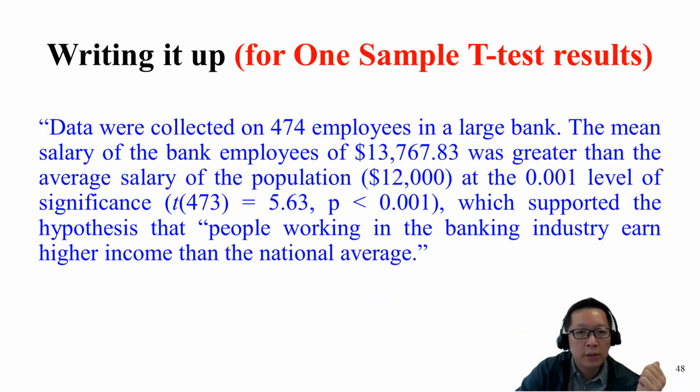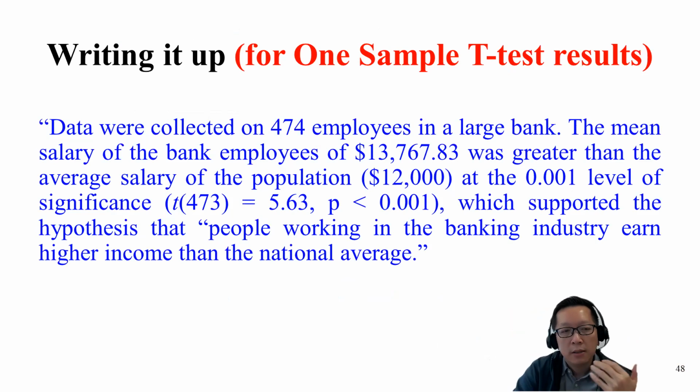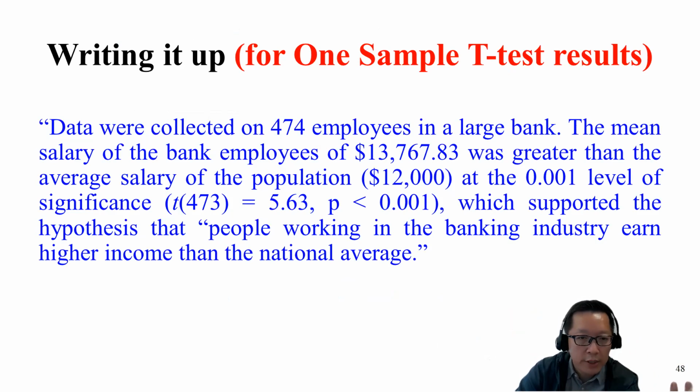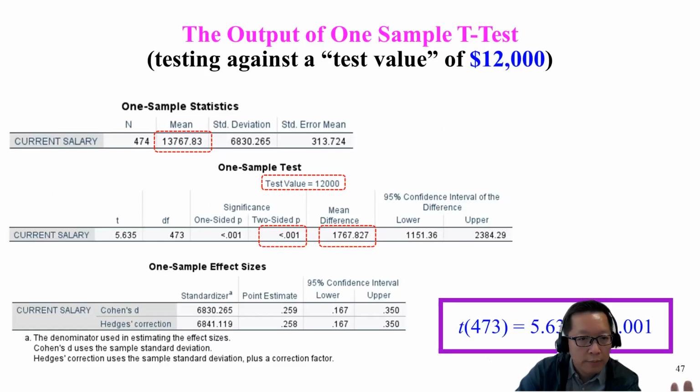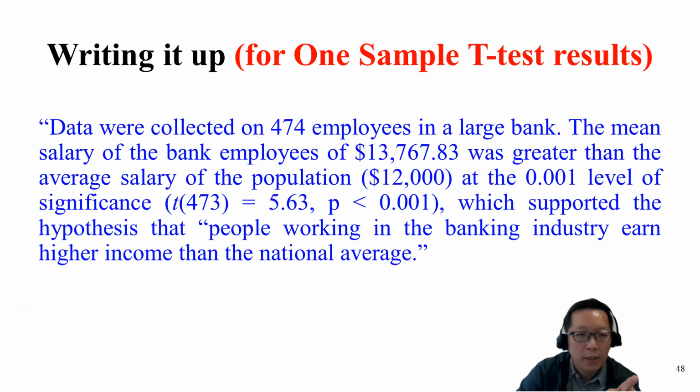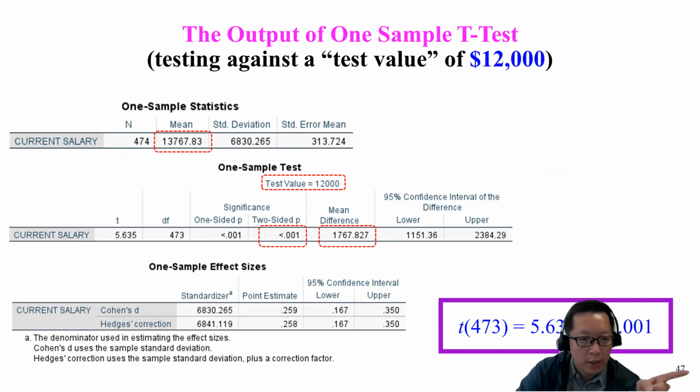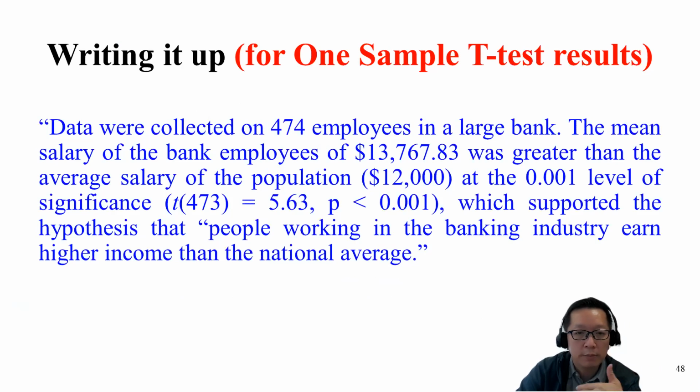And you can write a quick conclusion of this one sample t-test to say you have collected data from 100 employees, and the mean of this group is how much, which is greater than the population at what p level, and the t at the degrees of freedom 473 comes from that. The degrees of freedom after the t, there's a df 473. That's where it comes from. t(473) = 5.63. So the t-test is 5.63. Right? Look at the second table in the middle there. t 5.63. So that's how you write it out, and it supported the hypothesis that people working in the banking industry earn higher income than the national average.